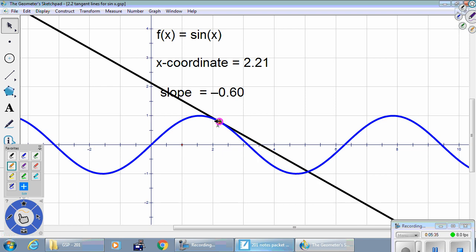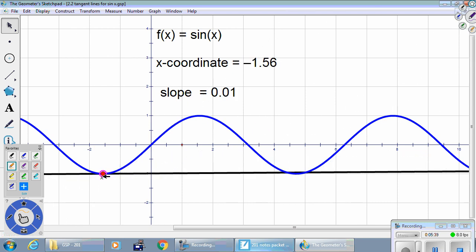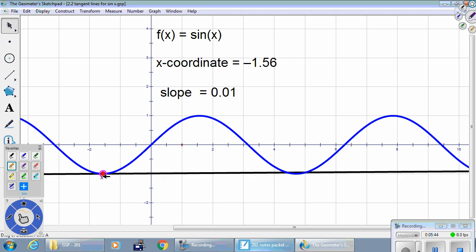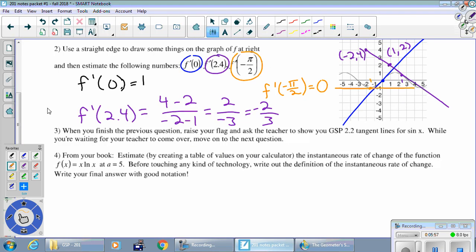And then finally at negative pi over 2, which is around negative 1.57. So if we get to roughly negative 1.57, then we should have a tangent line that's horizontal or flat, so very close to 0. I'm not quite at negative pi over 2. That's why it's not exactly 0.